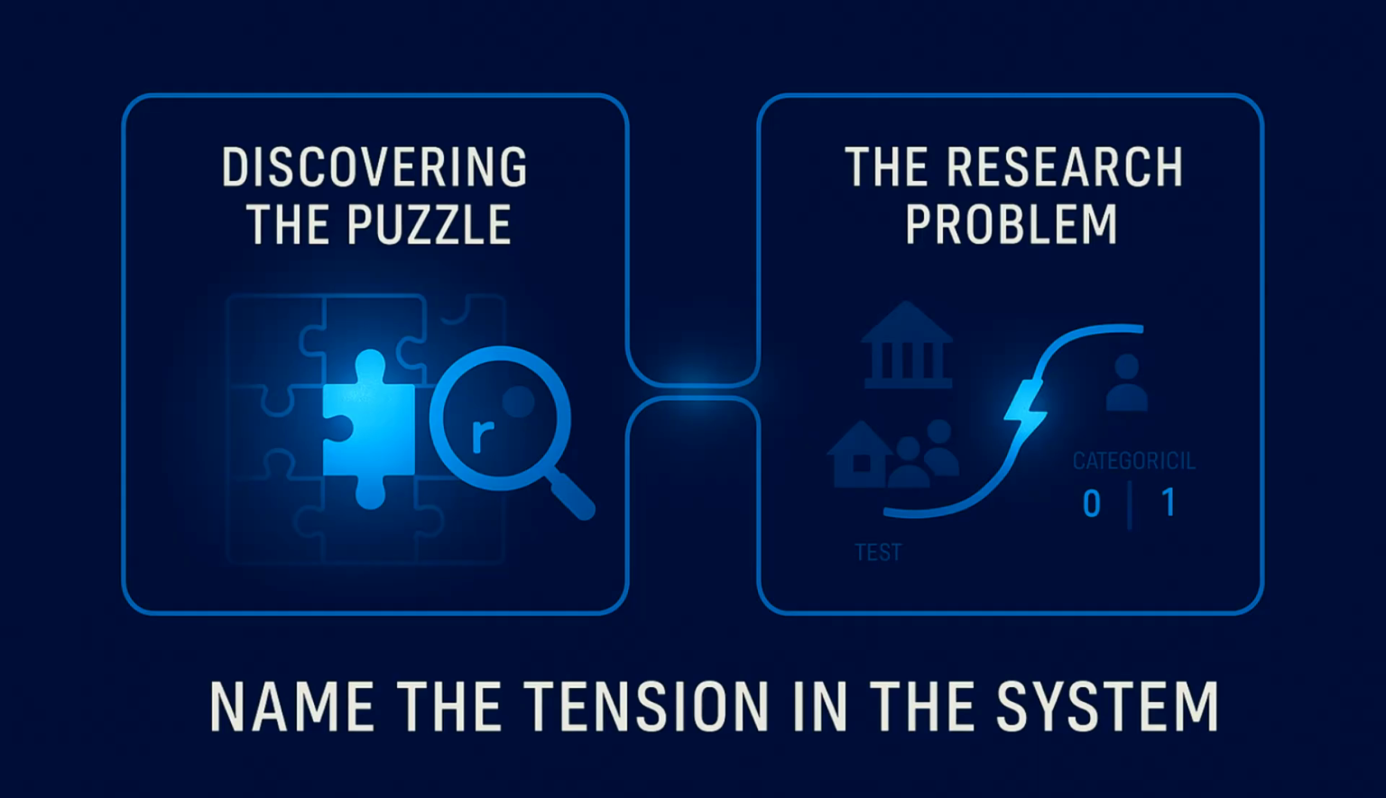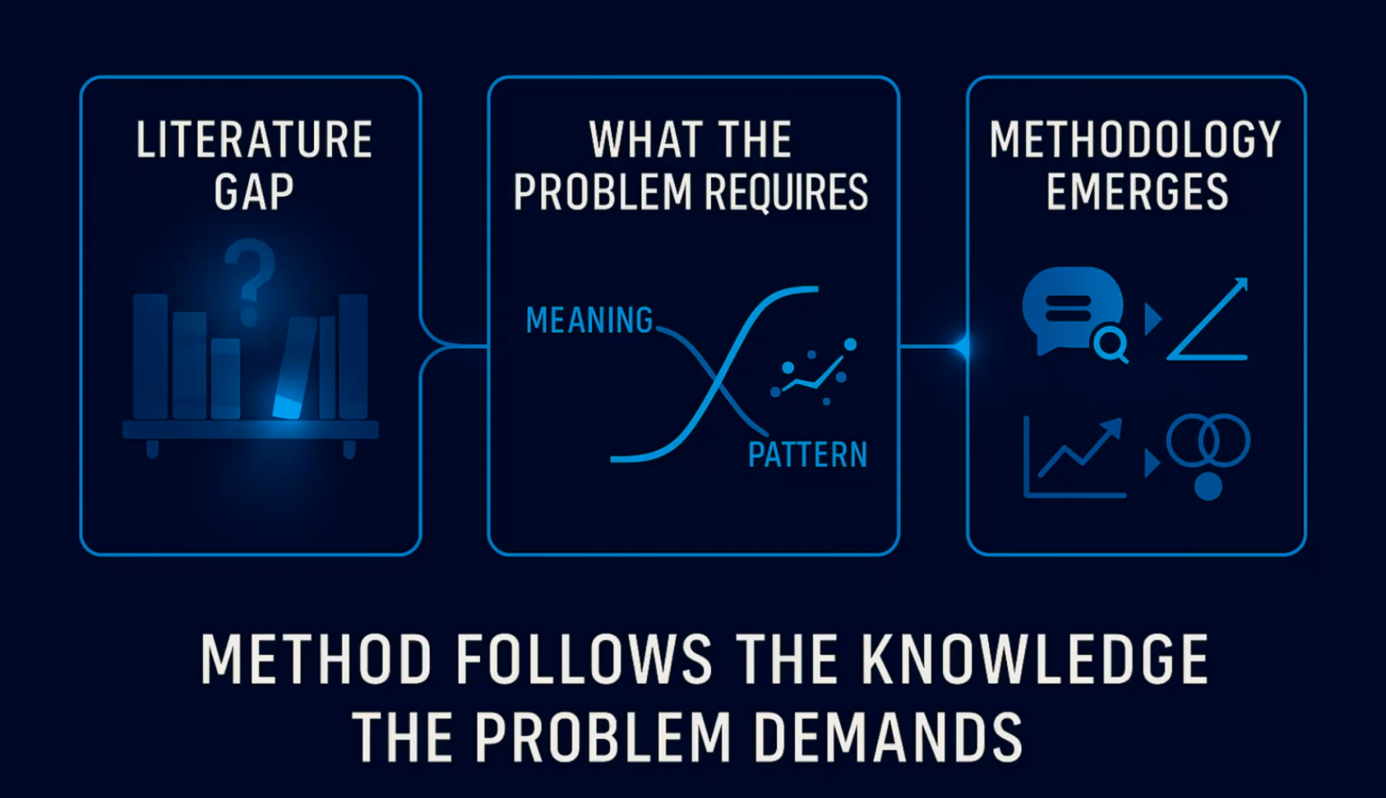Up to this point in the research journey, everything you've built has been about discovering the puzzle at the center of your study. The research problem allowed you to name the tension inside a real system. The literature gap revealed what the field has not yet understood or explained. Your methodology emerged from the type of knowledge the problem required, whether the field needed meaning, pattern, or both.